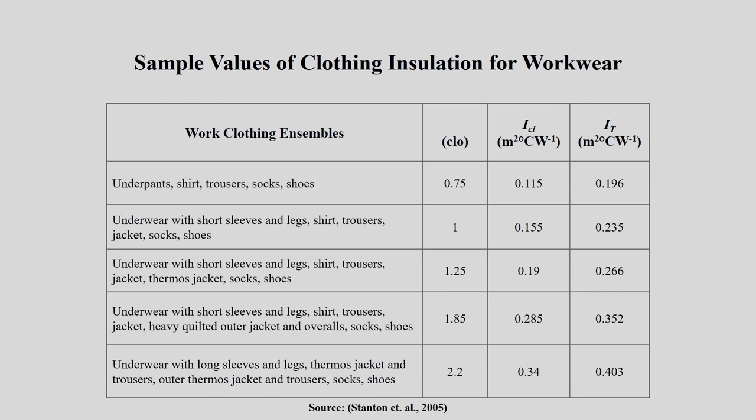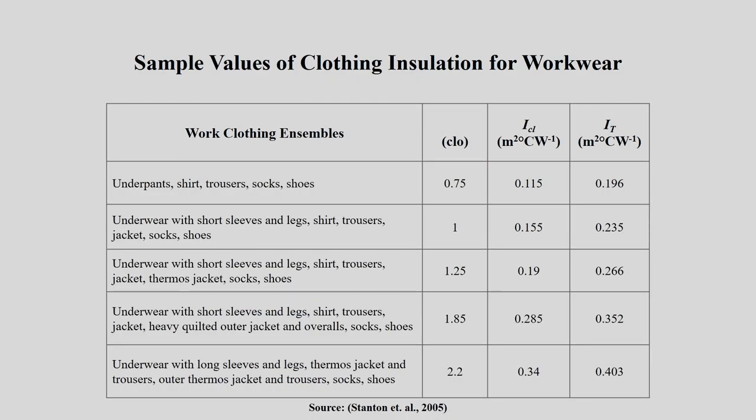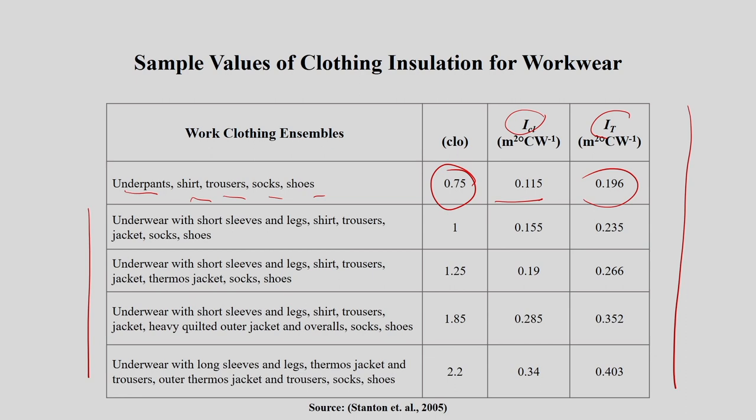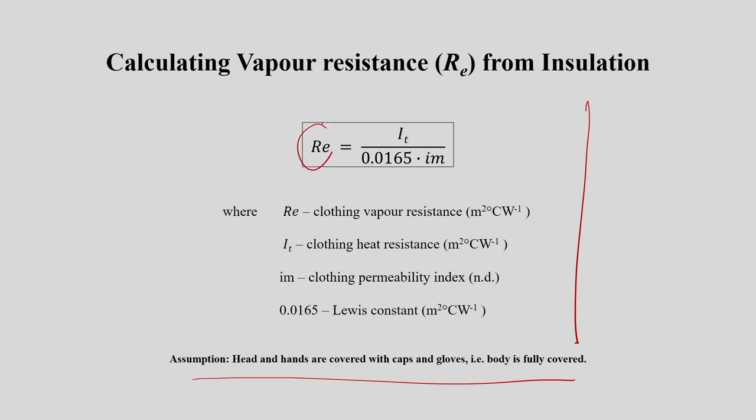So these are sample values for clothing insulation for the kind of wear or uniform people wear in workplaces. Suppose I am talking about underpants, shirt, trousers, socks and shoes. If this is the whole combination, then your CLO value is 0.75, referred from ISO. Then ICL will be this and IT will be this. This is measured. So whenever we do clothing related things, we refer to these pre-computed tables, and if it is not exactly the description there, you can calculate it yourself using the individual CLO values available in that list, and then calculate your Re separately.